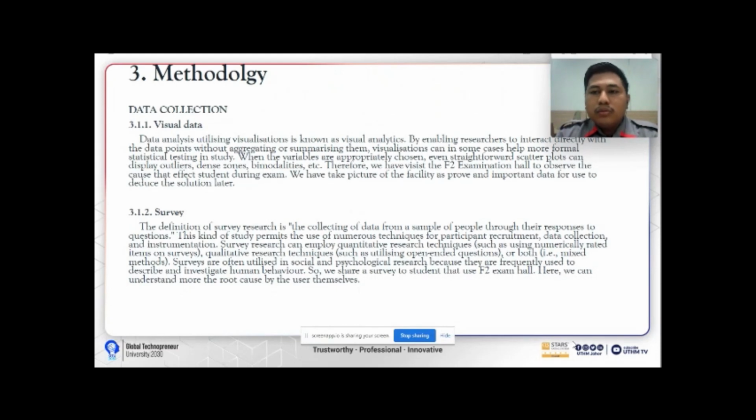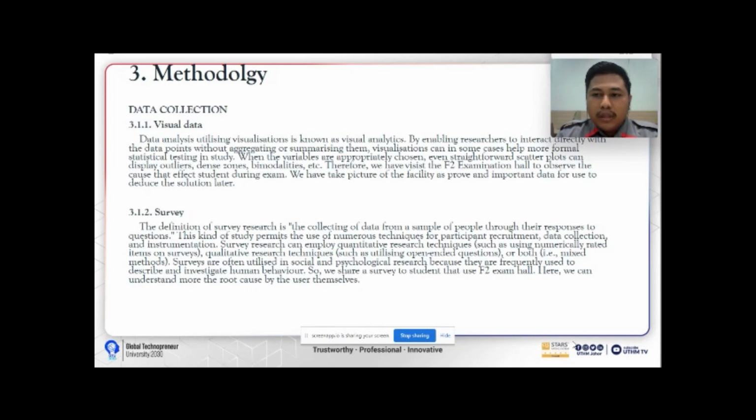Here we are doing two tasks. First, we have to collect data to make sure we have the proper information on our root cause. And second, we are using the solution method to solve our problem. As we can see here, for our data collection, we are using visual data. Here, we are visiting the site, the F2 exam hall, and collecting pictures to analyze directly the problem on the facility there.